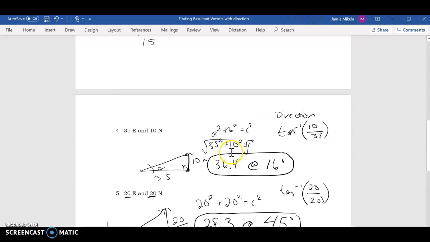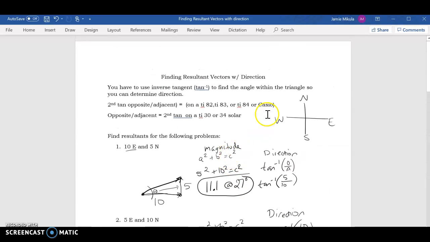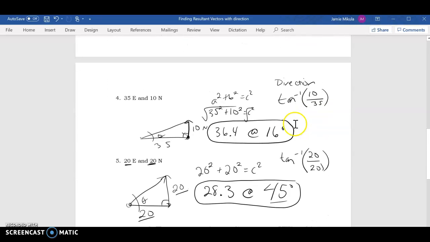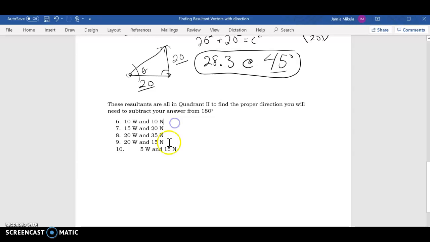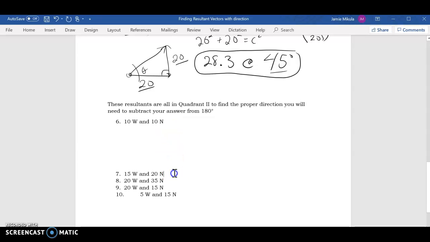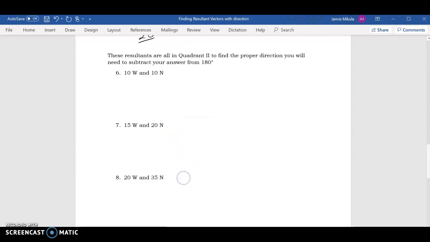All right, so all of those were in the first quadrant. So they were going north and east. So we were in the first quadrant for all of those first problems. The next problems, I believe, we're going to be in the second quadrant over here. So we're going to be going north and west. Let's see if that is true. Yes. Okay, so let me give myself some room.